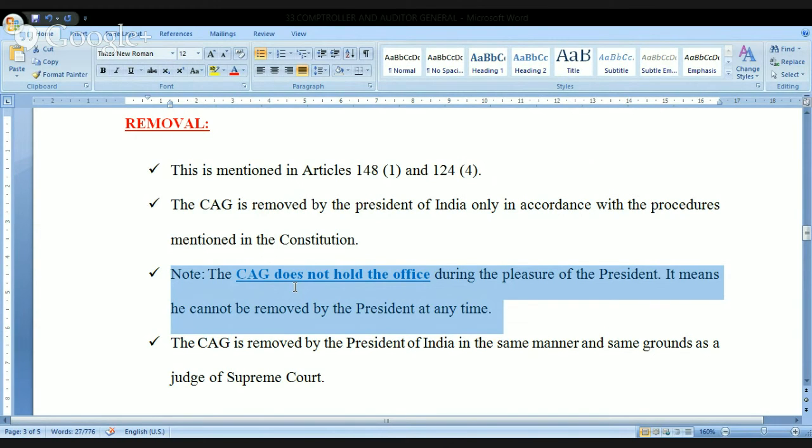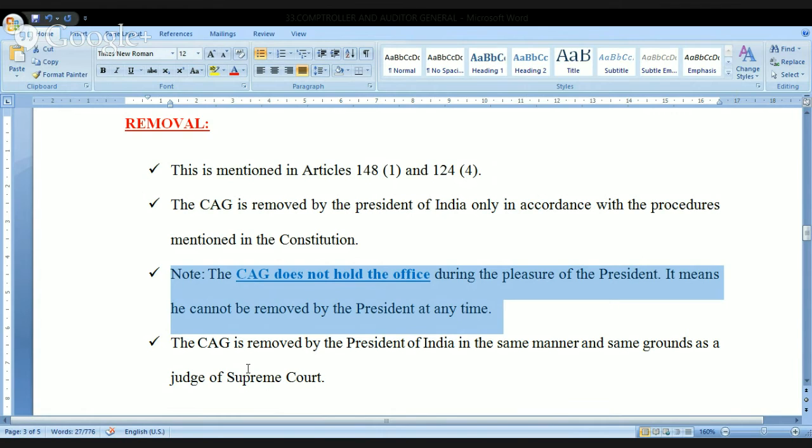Very, very important point. Ministers are holding the office during the pleasure of the President, meaning during the pleasure of the Prime Minister. The Attorney General holds office during the pleasure of the President, meaning during the pleasure of the Prime Minister. But the Constitution has given complete protection to the CAG, and he is not holding the office on the pleasure of somebody. Meaning the Prime Minister cannot decide to remove him from the office at any point of time. You have to follow certain procedures. That is the independence that is given to this office. This independence has been given only to allow the office to work in an impartial manner.